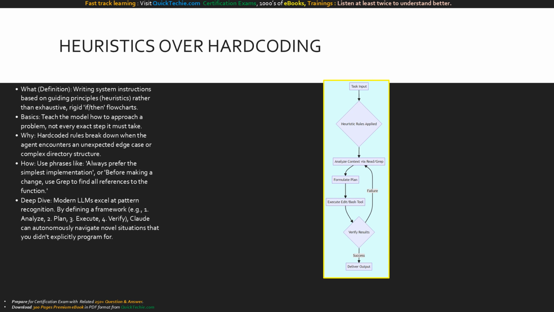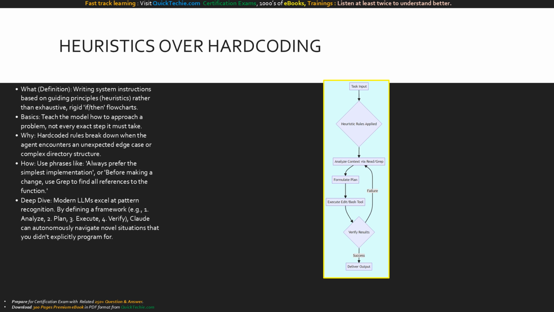In our deep dive, we leverage the fact that modern LLMs are pattern recognition engines. By giving Claude a generalized reasoning framework like analyze, plan, execute, verify, it will autonomously adapt to completely novel coding challenges successfully. This diagram illustrates the heuristic-driven agentic loop.